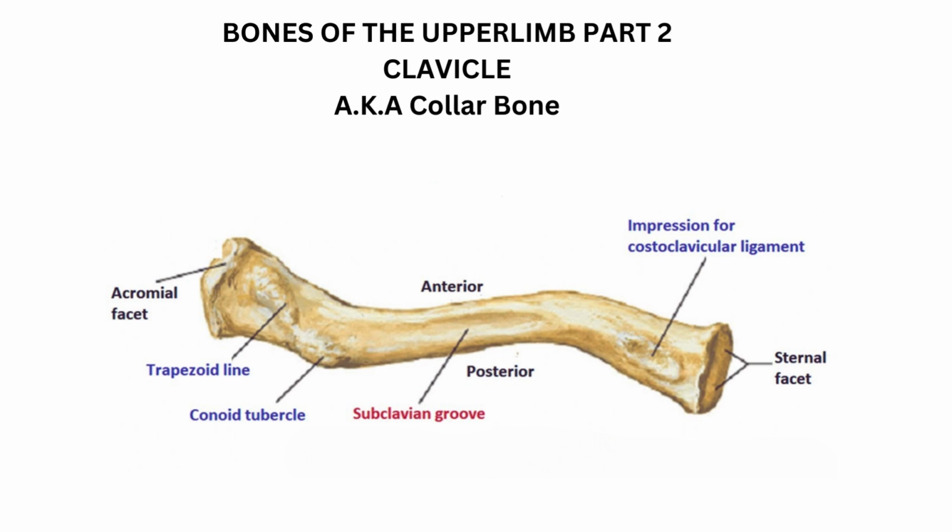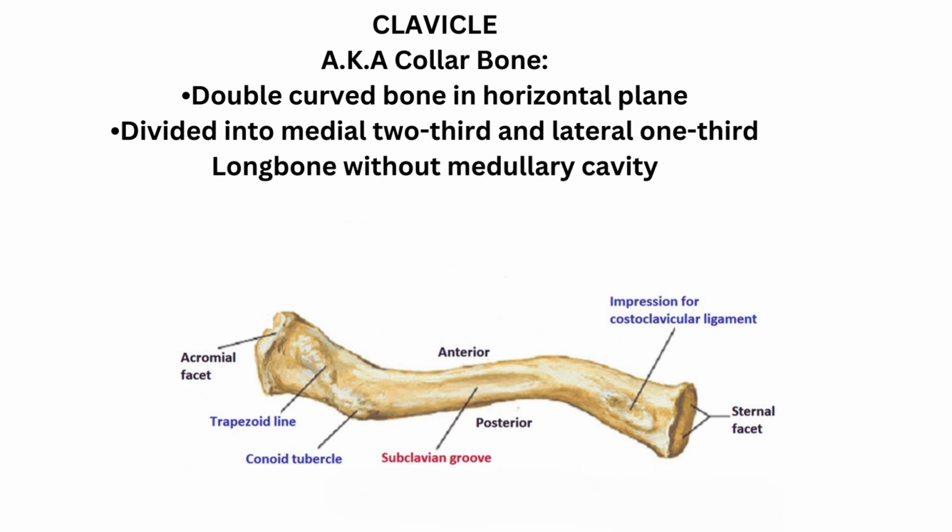In this second video on the bones of the upper limb, the clavicle will be reviewed. The clavicle is also known as the collarbone and connects the upper limb to the trunk. Although it is a long bone, it lacks a medullary cavity. It consists of spongy or trabecular bone with a shell of compact bone.